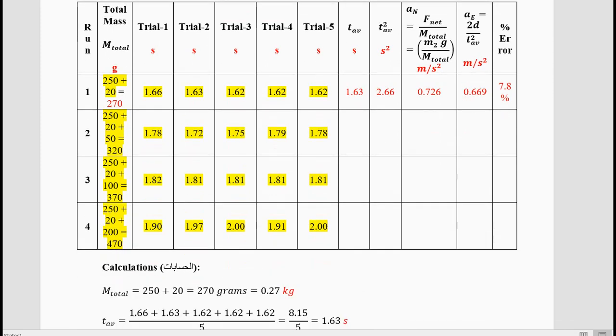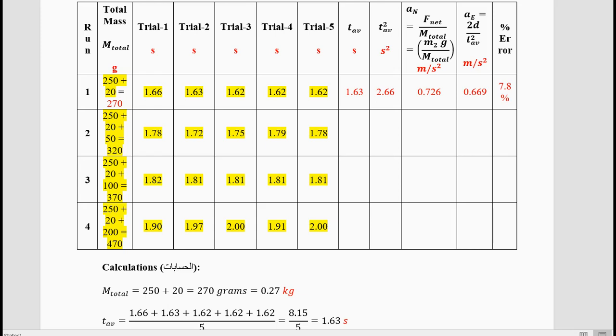Now let's look at the first run. 1, 2, 3, there are 4 runs. That means you are doing the experiment 4 times with 4 different masses. First time you take the empty cart, so 250 grams plus 20 grams is hanging, and there is no other mass, so it is 250 plus 20, 270. Second time you add 50 grams, so 250 plus 20 plus 50, you will get 320. Third time 250 plus 20 is fixed, plus you are adding 100 gram, it is 370 gram.